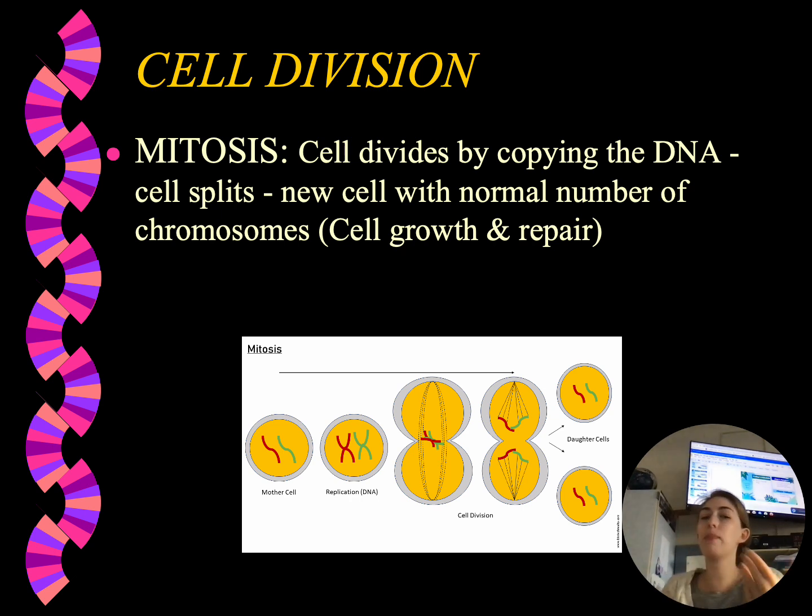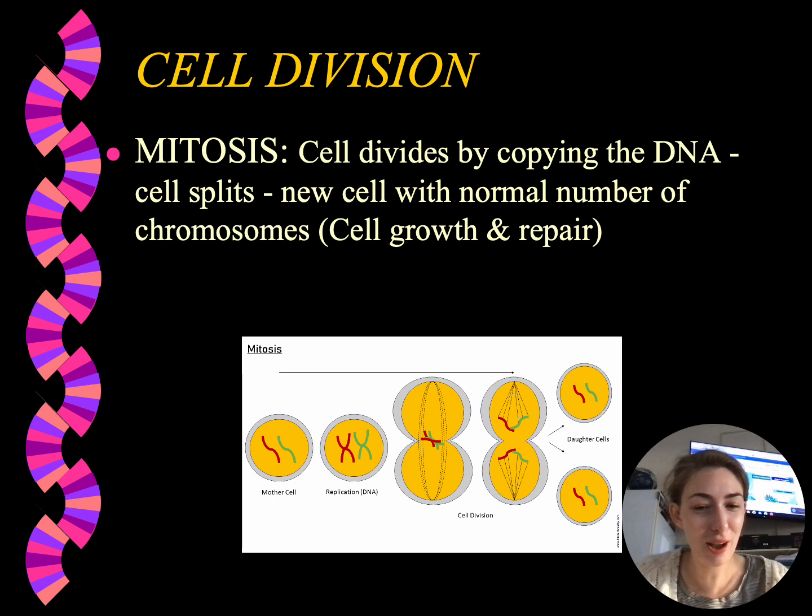Now this leads to mitosis. Mitosis is how the cell divides. It's going to copy DNA, it's then going to split, and then new cells are going to be forming, and it's going to have that normal number of chromosomes. So this is when Miss Hudson stubs her toe and she goes, my toe, right? So mitosis is when you have an injury and you need to replace those cells.